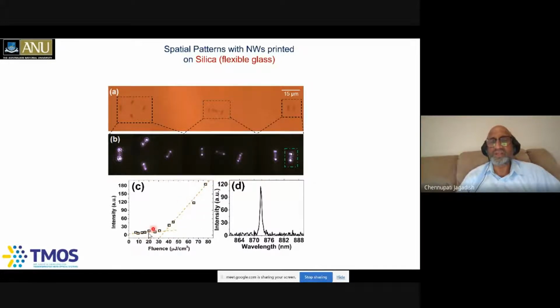Below threshold it acts like a light-emitting diode, and the narrow line width also indicates that this transfer process is gentle. We have not created any damage during this transfer process. That's an important thing. If you develop a technique that damages your devices, you really can't use it for optoelectronic device applications.